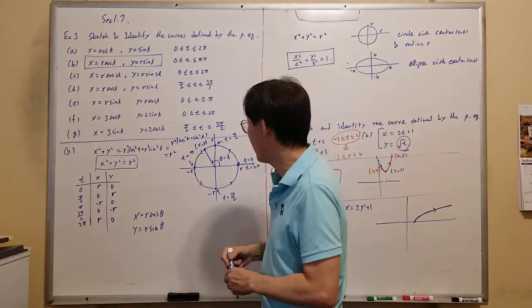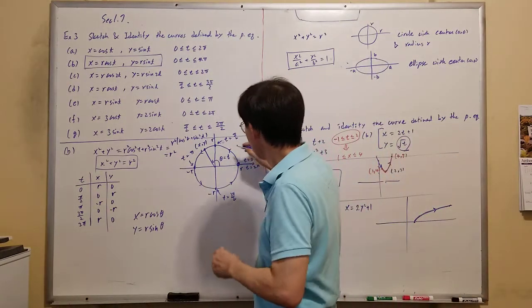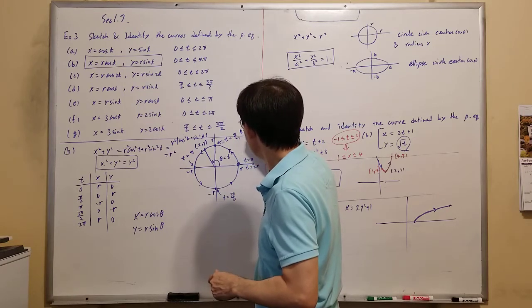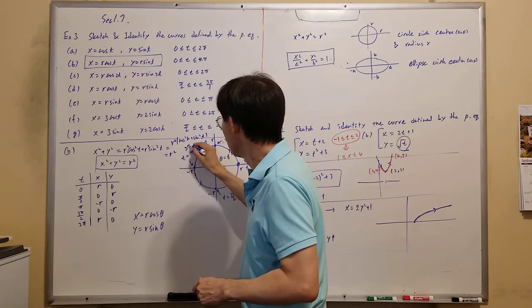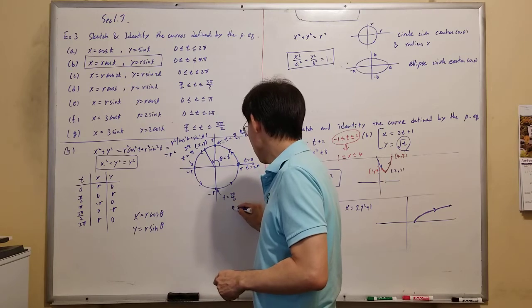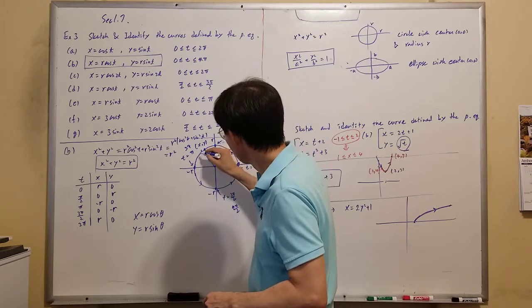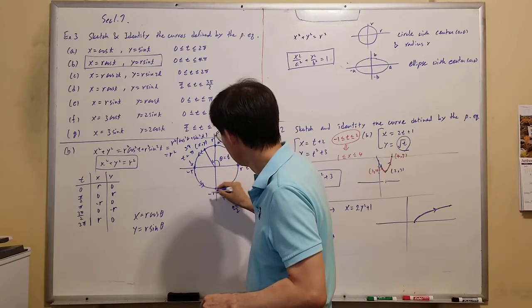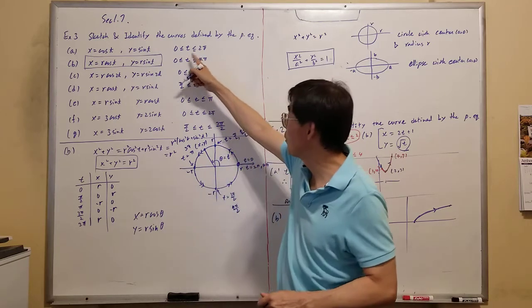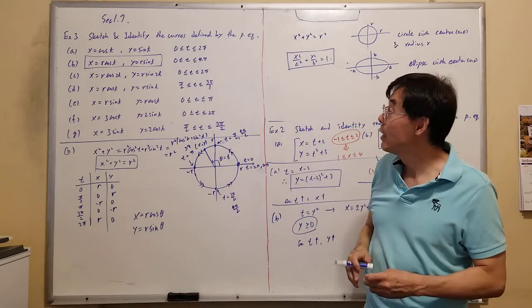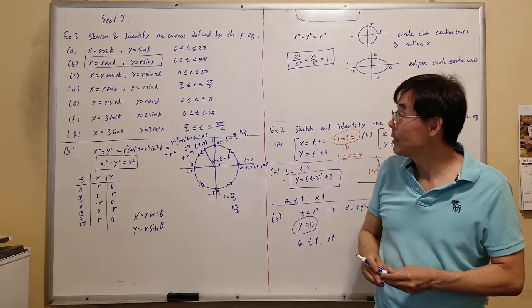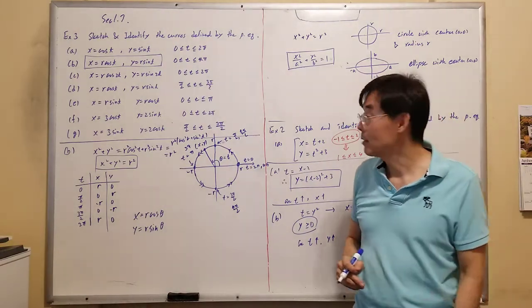When you have 4 pi, then you will go in twice. 5 pi over 2, 3 pi, and 7 pi over 2, and 4 pi. So you're going to go through this one twice. 0 to 2 pi will make you 1 turn. 0 to 4 pi will make it twice.